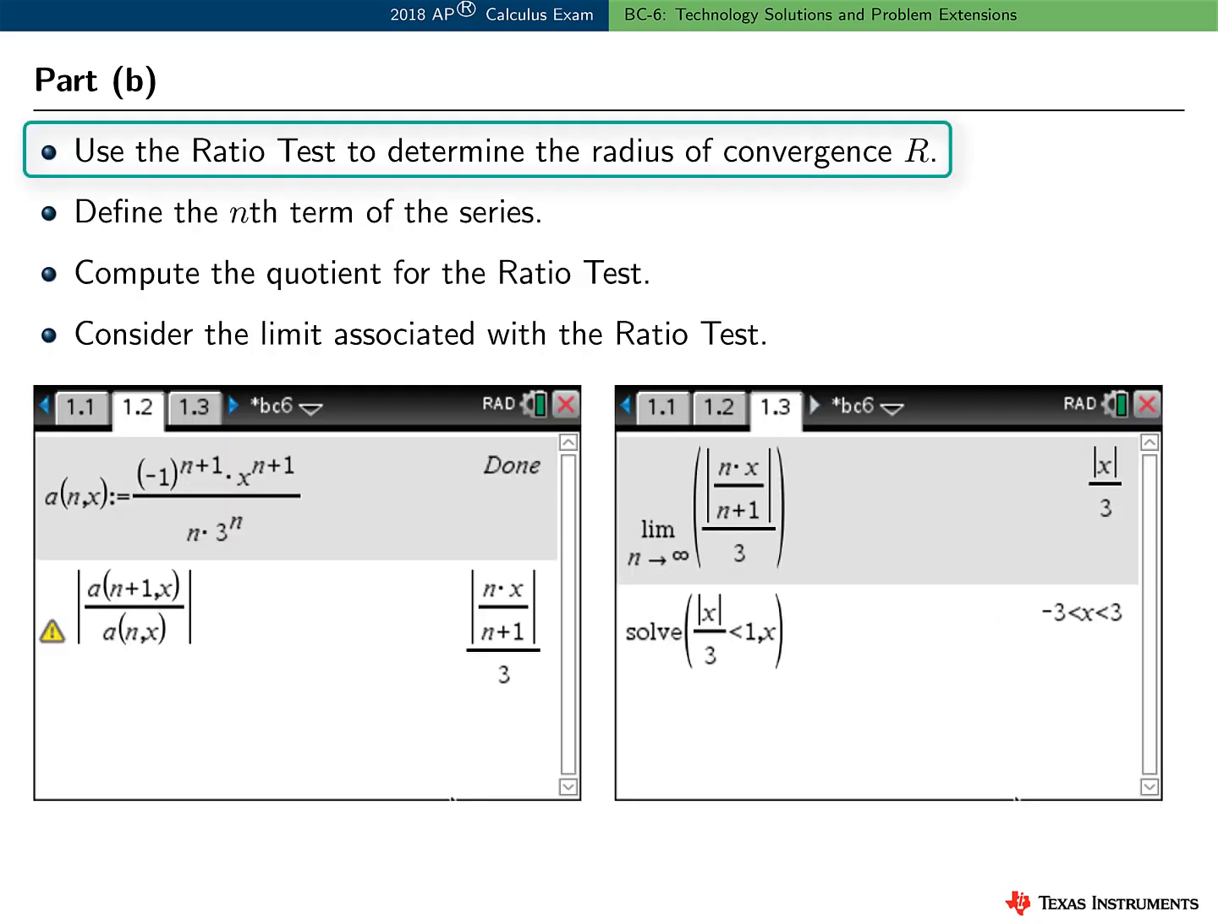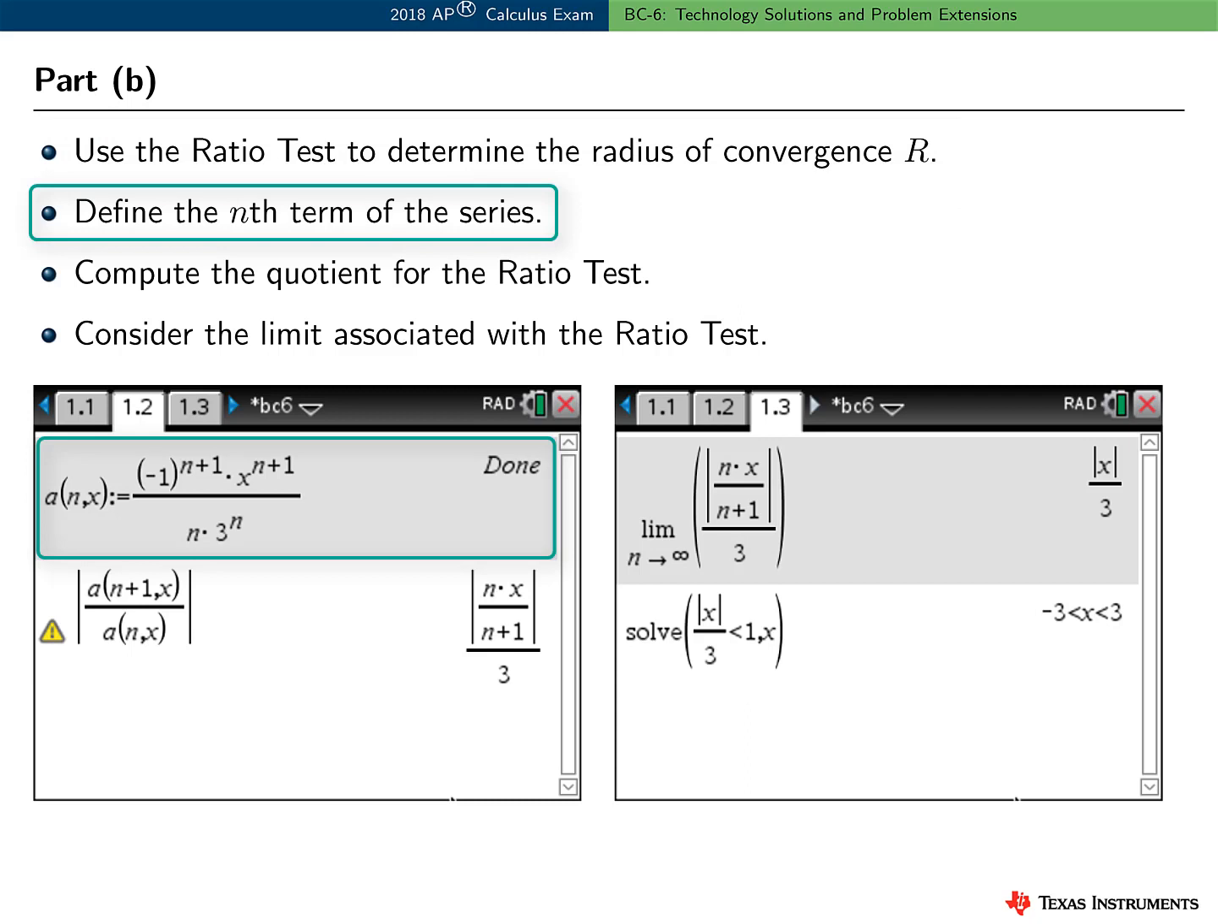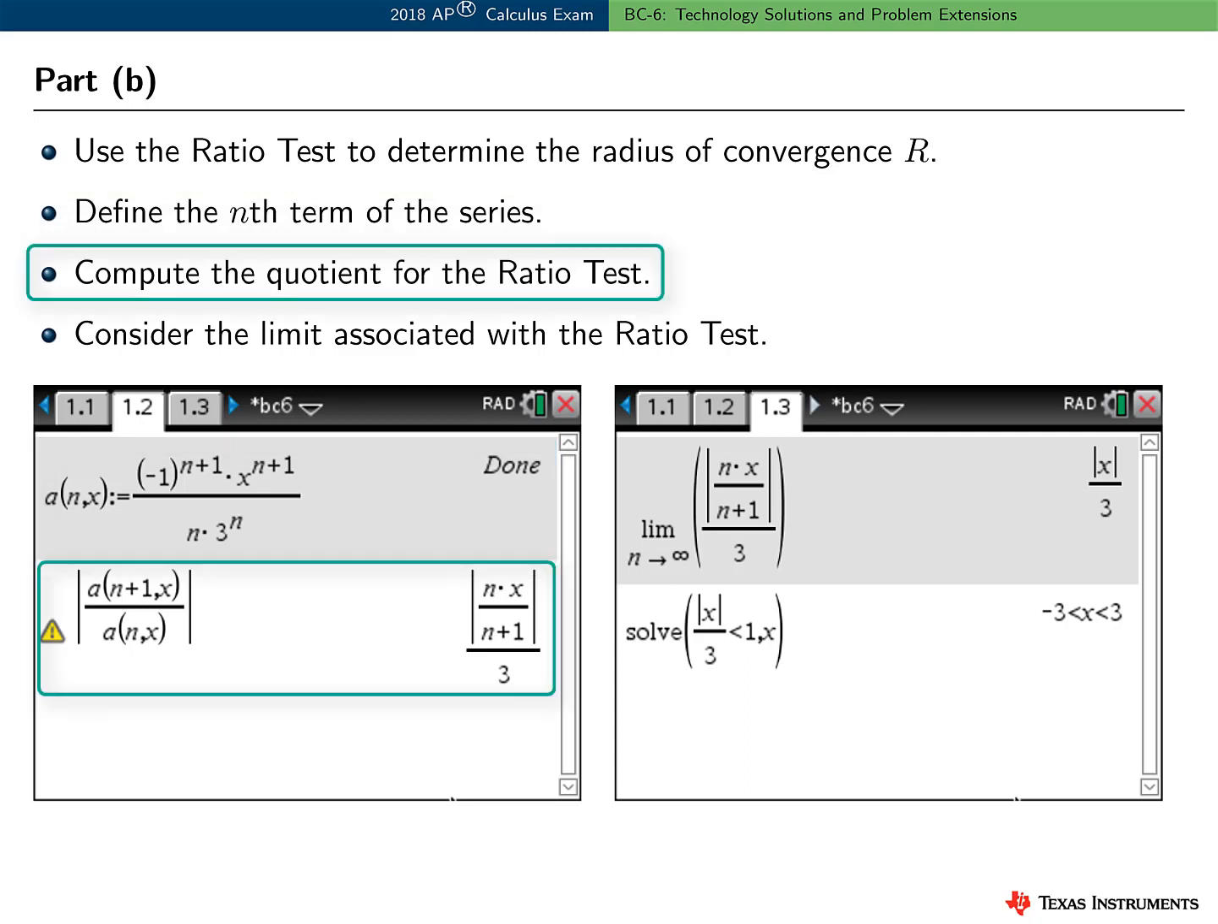In Part B, we need to use the ratio test to determine the radius of convergence r of the series. Using the TI-Nspire, I defined the nth term of the series in terms of n and x. And then I simply found the absolute value of the ratio of 2 consecutive terms, a sub n plus 1 divided by a sub n. Note that since I didn't specify n is greater than 0, the terms n and n plus 1 remain inside the absolute value symbols.